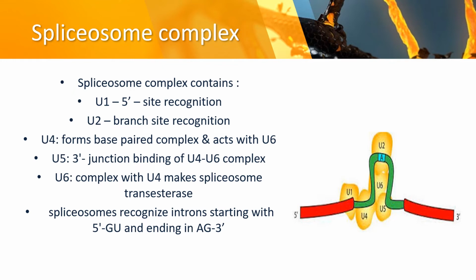Spliceosome complex. The complex actually consists of five spliceosome units, which are U1, U2, U4, U5 and U6. U1 binds to the 5' site recognition. U2 joins to the A, which is known as a branch site, and U4 forms a base pair complex, binding to U6 also, and U5 binds to the 3' junction binding of the U4 and U6 complex. The spliceosome recognizes introns starting with 5' GU and ending in AG at the 3' end.